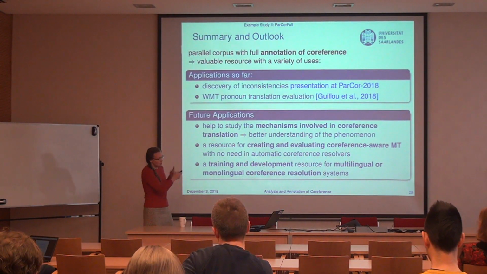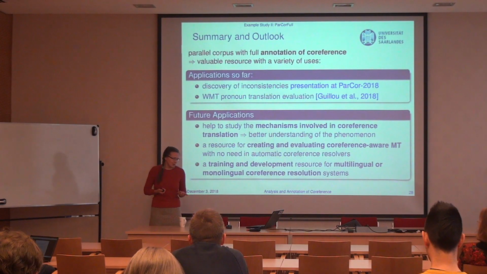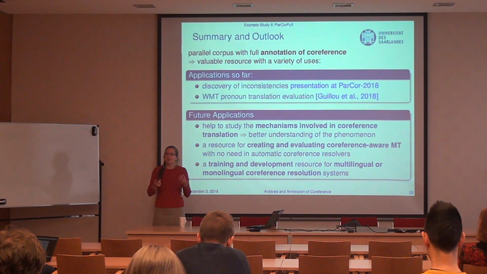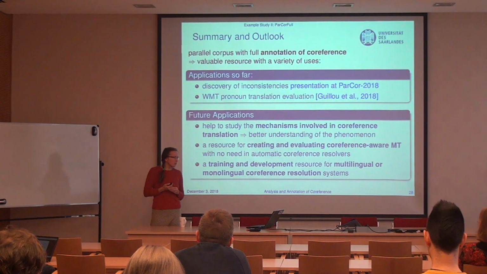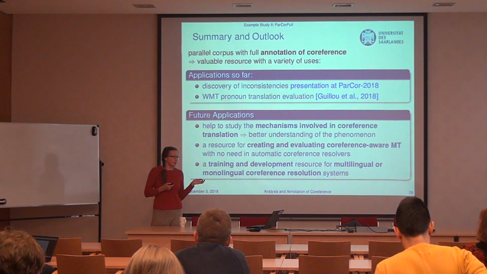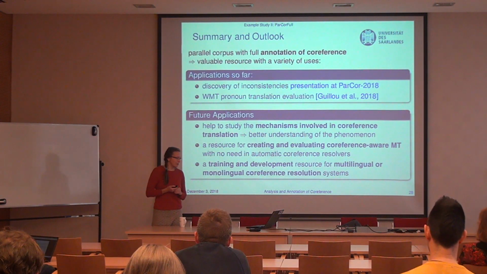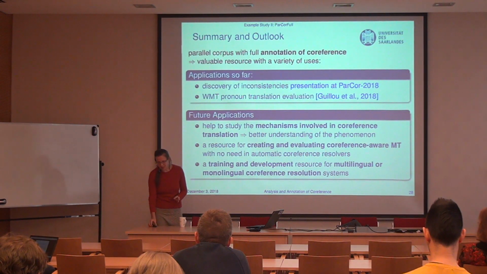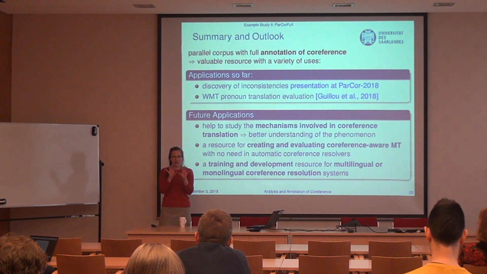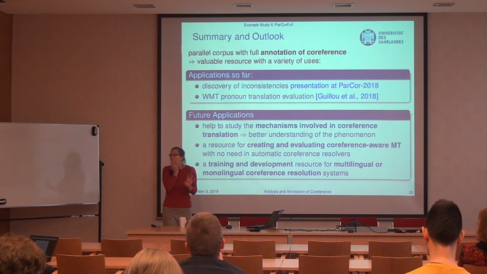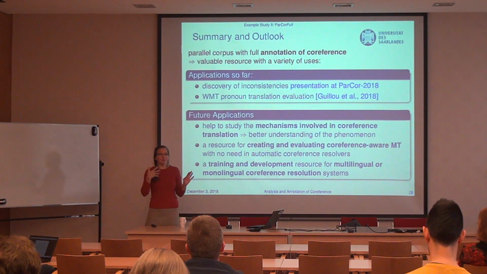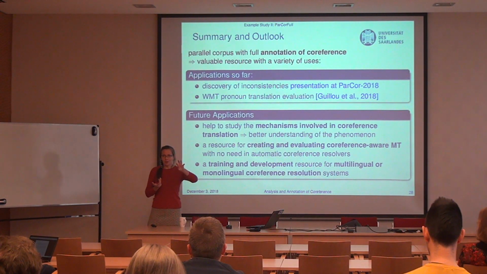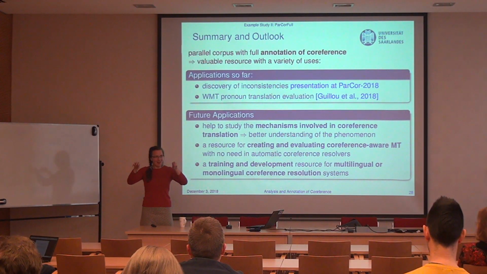So first of all, we are summarizing the results of this project, which is not yet finished. Well, it's finished in the sense of the corpus, but you can do many things with this. This is a parallel corpus with full annotation of coreference, which is an available resource for a variety of users. We used it for discovery of inconsistencies. If you align the sentences or the texts automatically, they are aligned on the sentence level, and we can align them on a word level. In a perfect case, if you have annotation of a coreferring expression in English, you should have an alignment of it in the target, which is not the case.